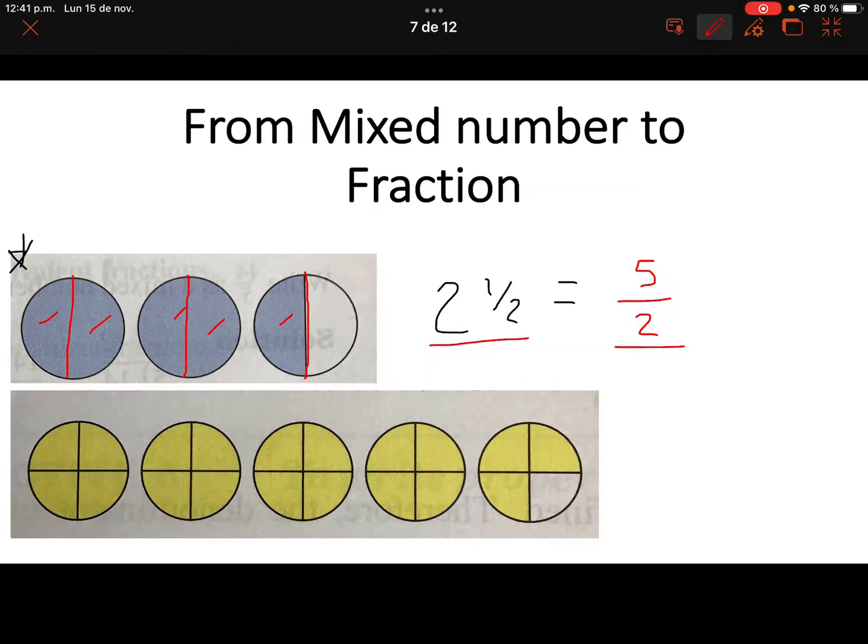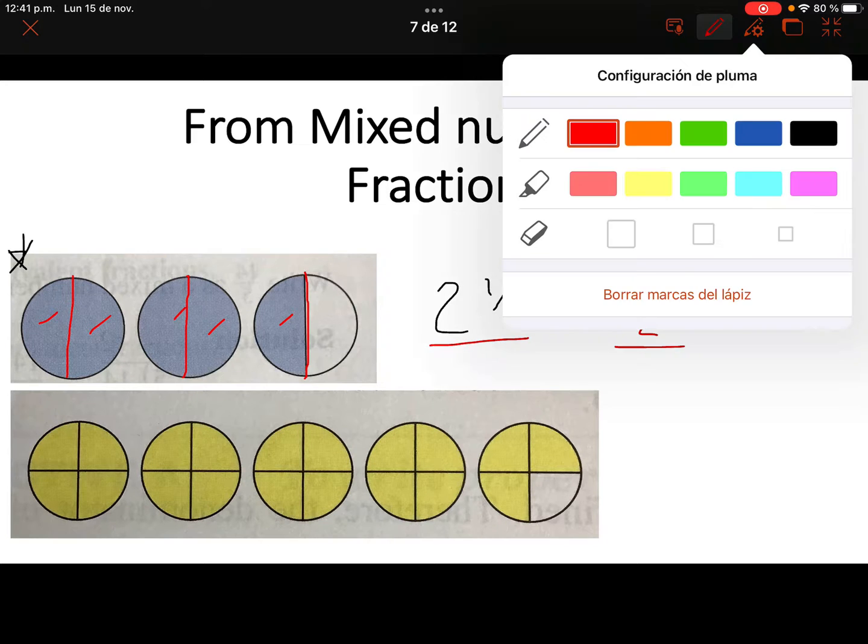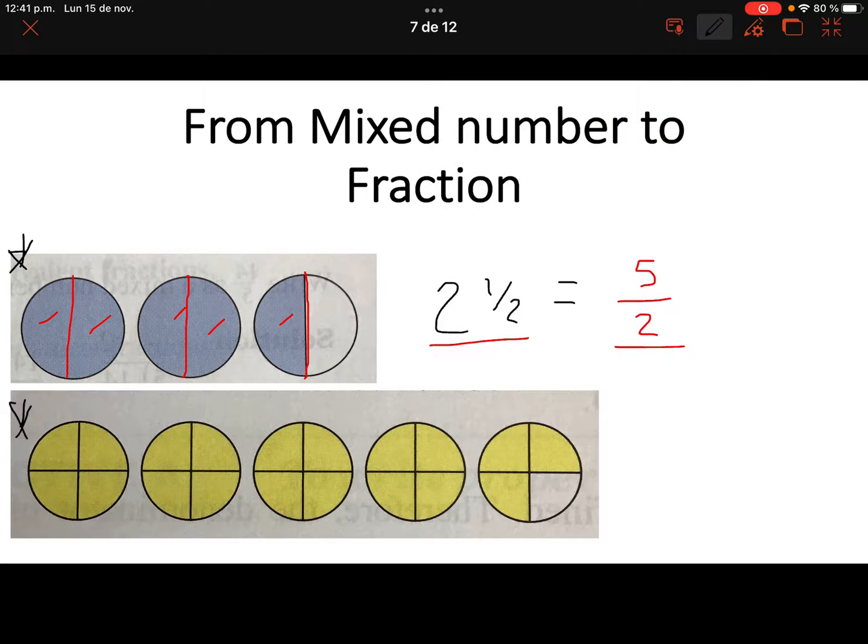Okay? Then, for example, let's analyze the second picture here. How many of these circles are completely shaded? Then 1, 2, 3, 4. 4 completely shaded. And from the fifth one, just 3 parts from 4. Then 3 from 4. Then the mixed number is 4 and 3/4.